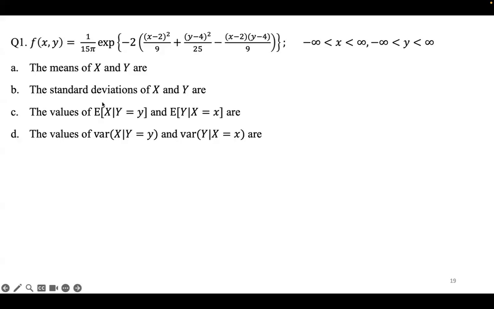If not, then you have a few questions which look like this. If the PDF has this sort of a notation for X and Y random variables, you have to find the mean, the standard deviation, the value of expectation, and the value of variance. Would anybody like to tell how we go about this? You don't need to give me the answers, but just let me know how you go about that.